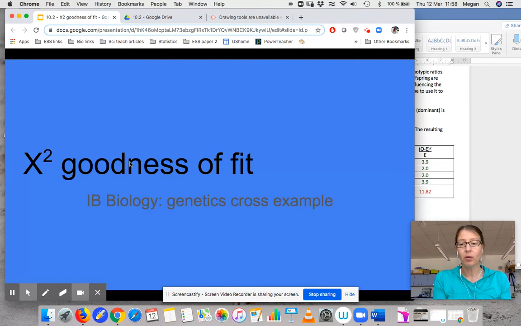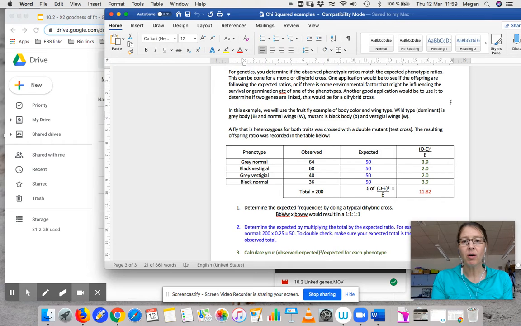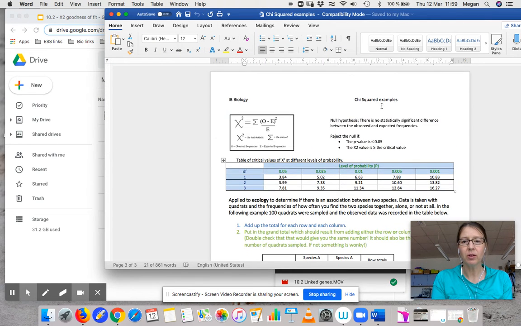And if they're on different chromosomes, they shouldn't be linked, and you should get normal Mendelian ratios. If the genes are on the same chromosome and they're linked, we might not be getting as many recombinants as you would normally see. All right, so in doing this example, I think it'll be important that you go to our Google Drive folder and find that chi-squared examples document. We've already looked through this document in the past, so here's what it looks like.